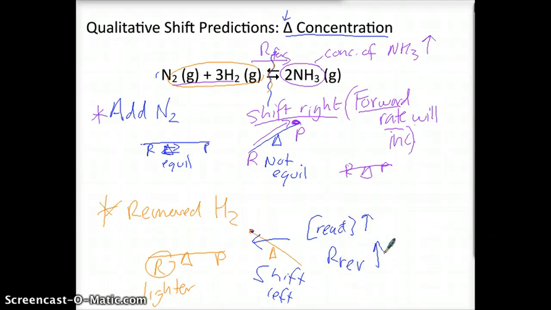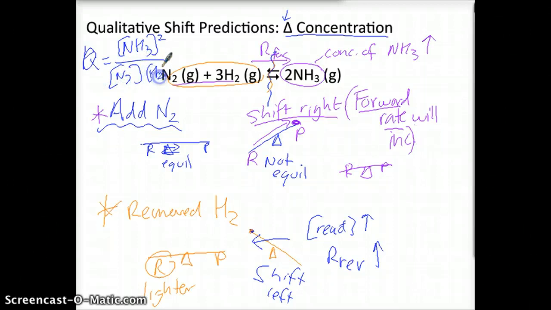We could prove this quantitatively also using the value of K and Q. So for example, if we added N2, Q is equal to NH3 squared over N2 times H2 cubed. So if we're at equilibrium, Q is equal to K. But let's say we added N2.